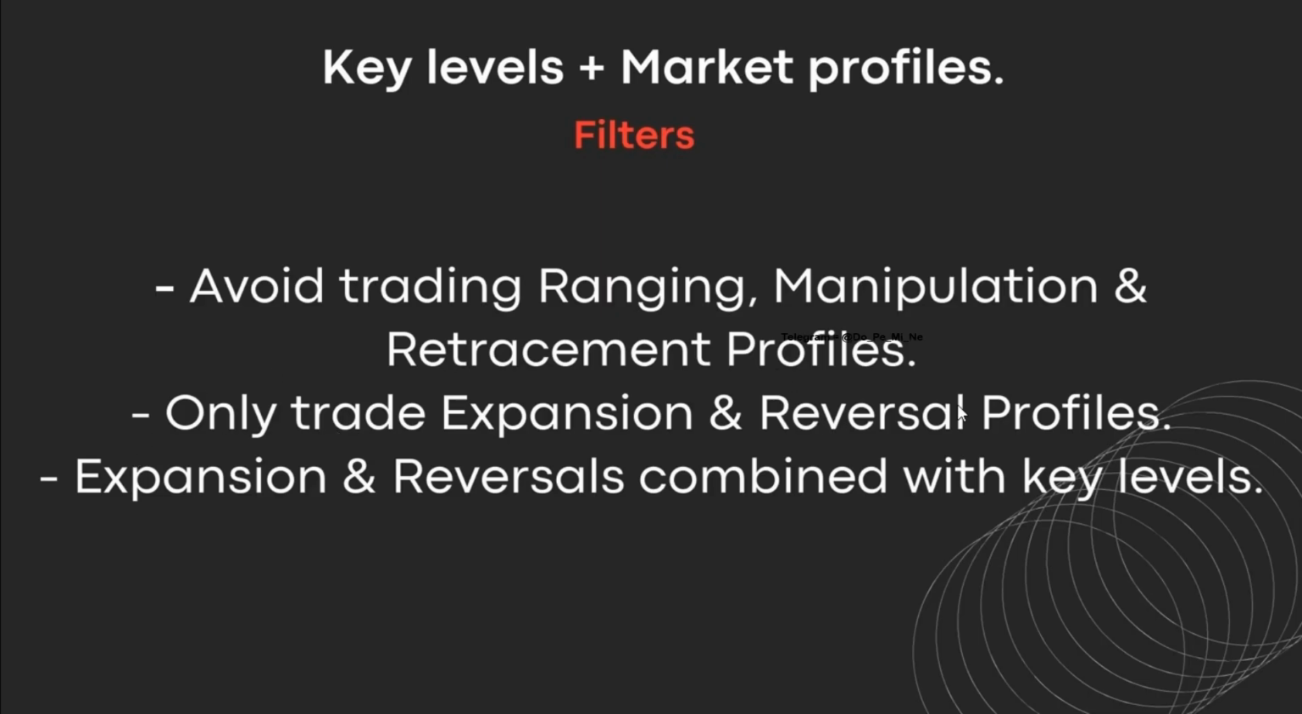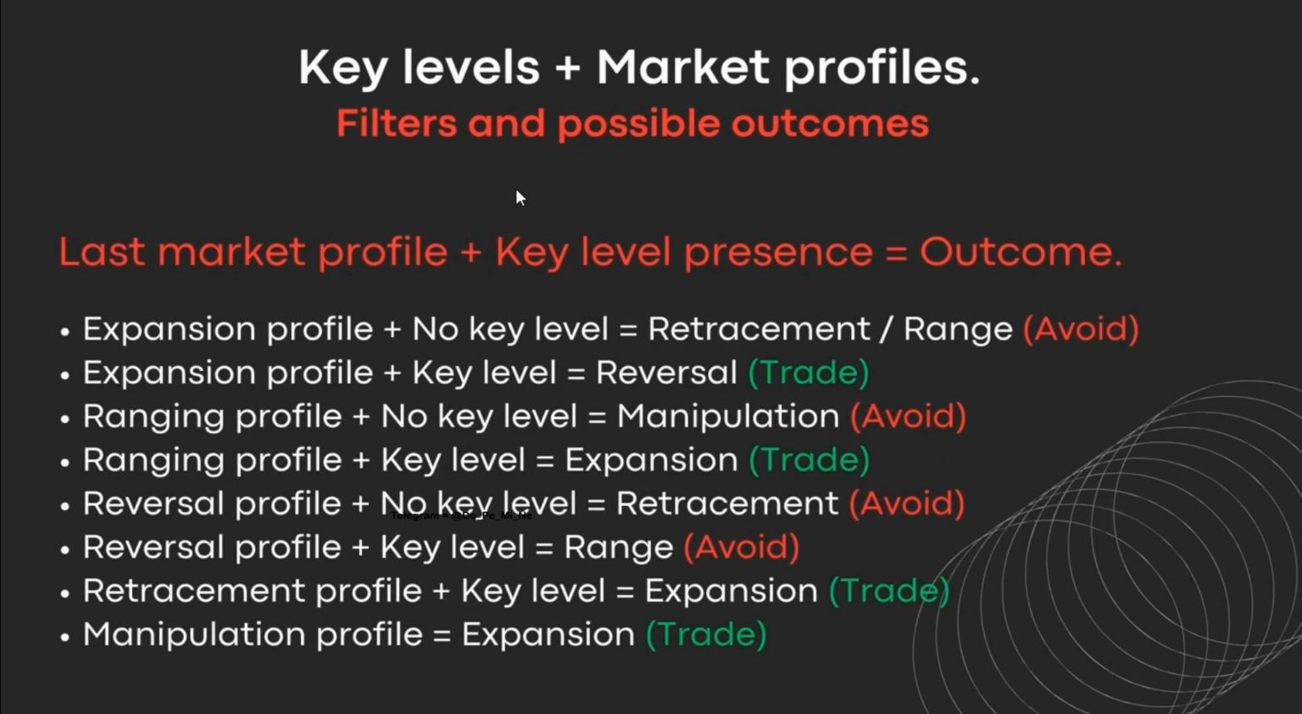For example, if a manipulation profile ends, then you can trade the next profile, because you know that the only possible outcome after a manipulation profile is an expansion, and you can trade that expansion, right? Similarly, if an expansion profile ends inside a key level, then you can trade the next profile too, because you know that after an expansion profile ends inside a key level, you can expect a reversal profile there, and you can take a reversal trade there. That's how you're going to be anticipating market profiles and trading them.